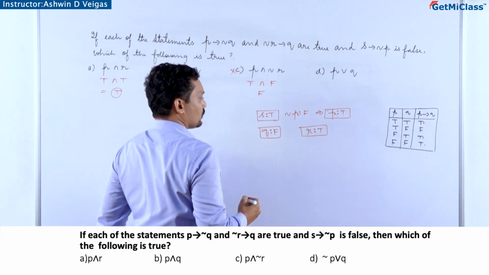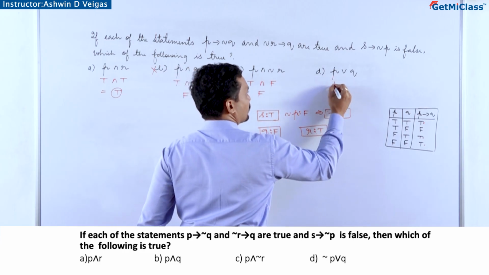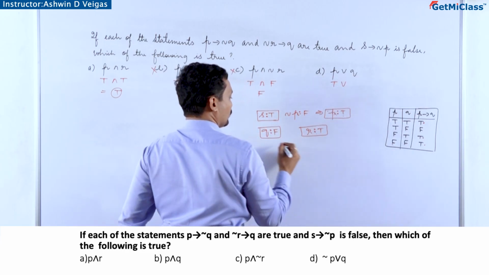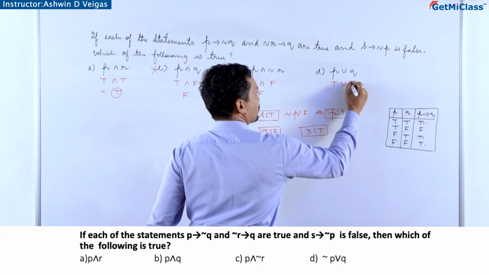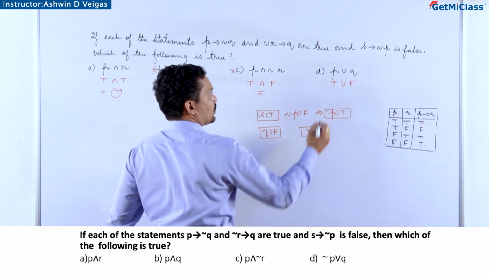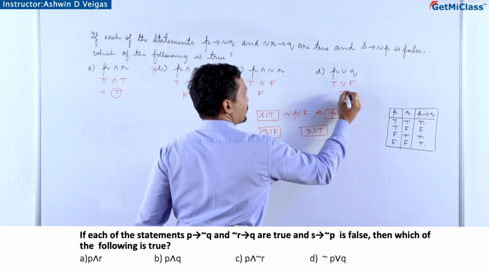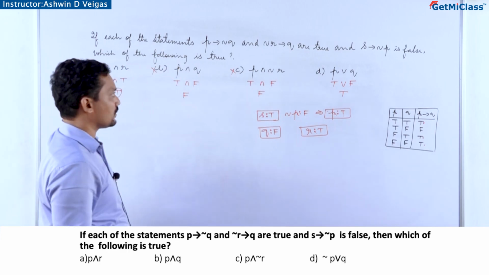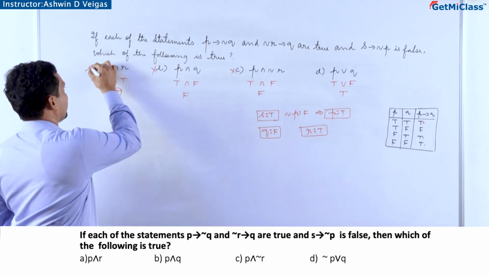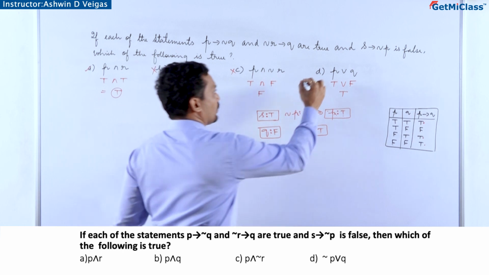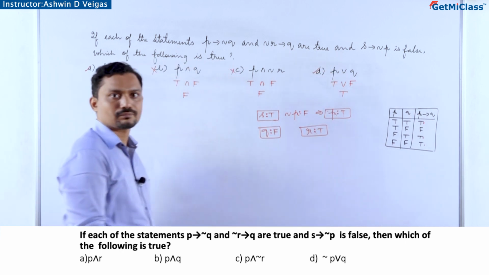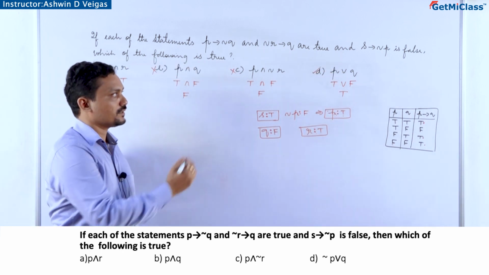P or Q. So, P is true or Q is false. Yeah. So, true or false is true. So, in fact, here two options are answering. It is option A and option D. So, A and D is the answer.